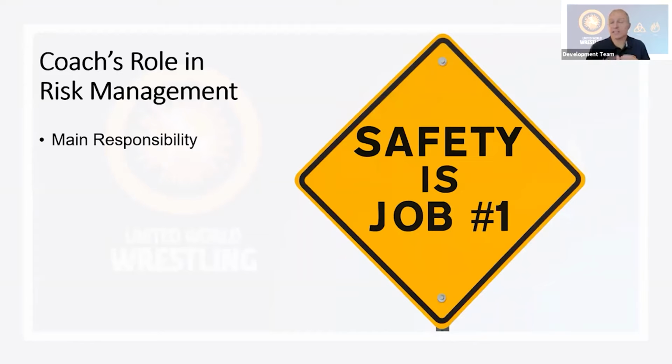And really, safety is not just what happens there, but it's the entire spectrum, from how we interact with those athletes, how we build them up, how we teach them the lifelong skills. All those things I think are such an important part of this process. But safety is our main responsibility. If we're coaching, we want our athletes to be safe at the end of this.